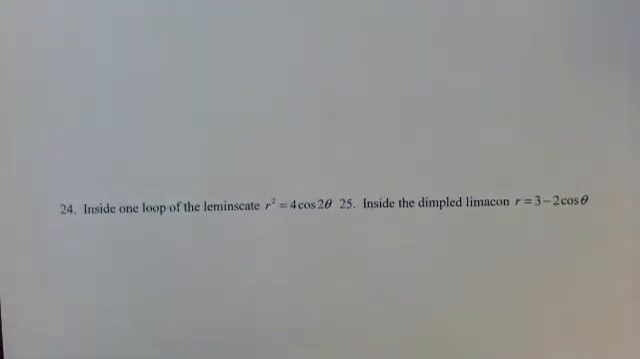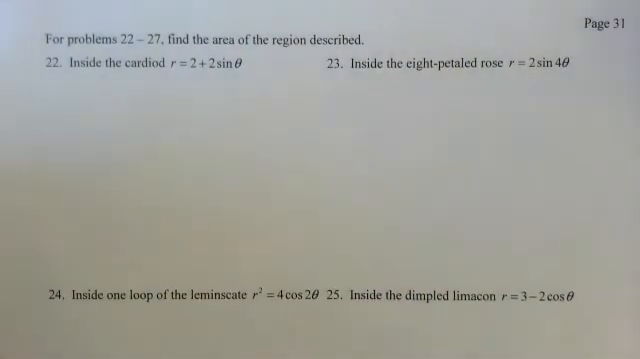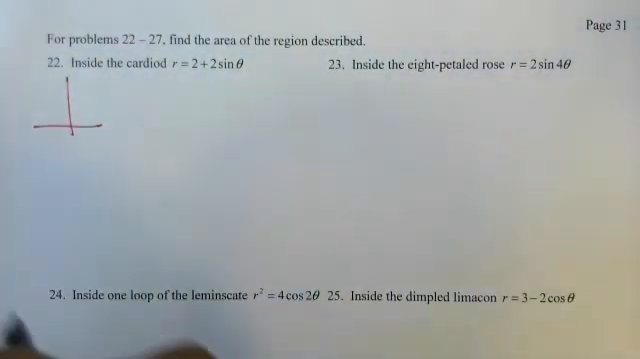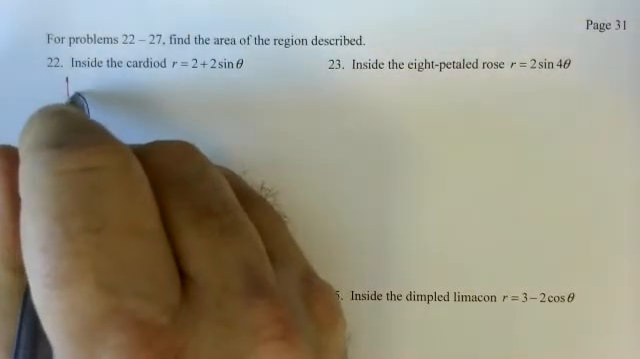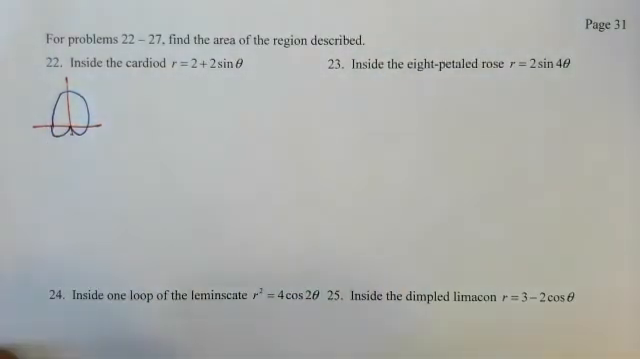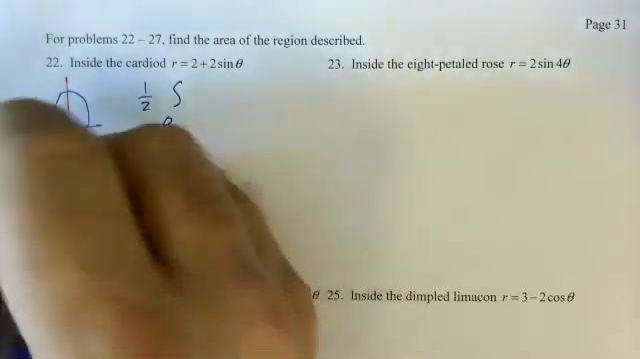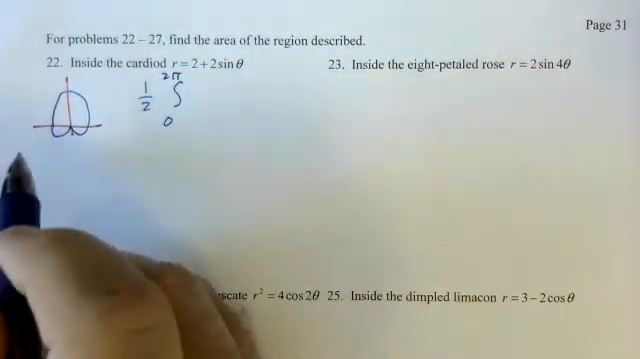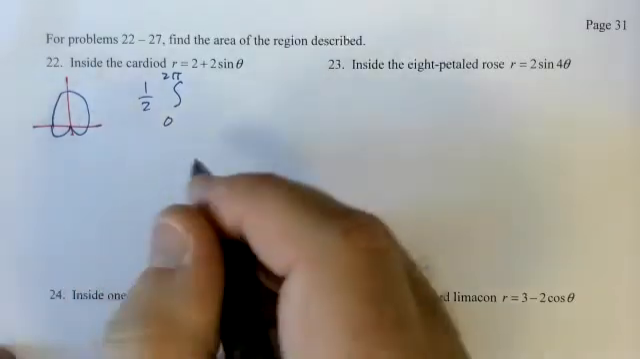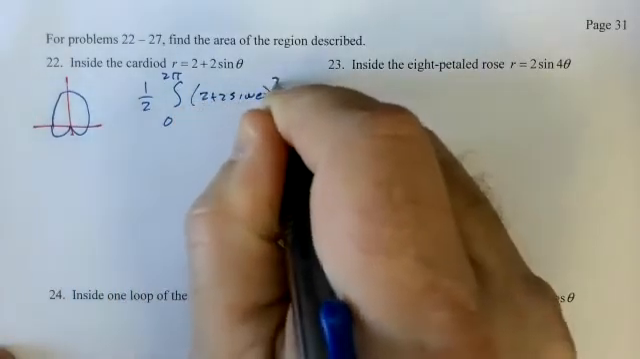Find the area of the region described. Boy, I hope you make time to do these problems. What's a cardioid look like? This is an upside down heart. So 1/2, I throw it out front. This is 0 to 2 pi to get all the way around. How do I know that? I'd graph it and find out, make sure. And then it's just the equation, 2 plus 2 sine of theta, squared, d theta.